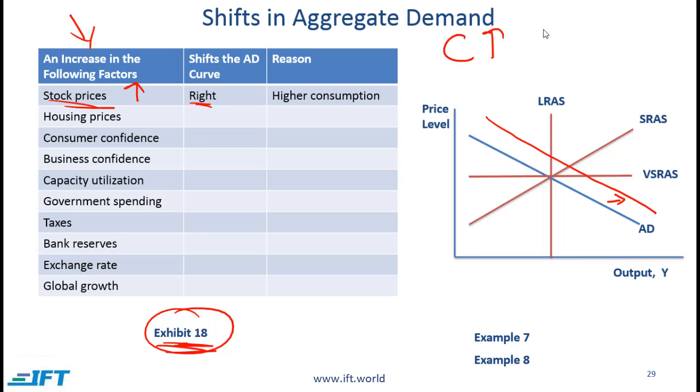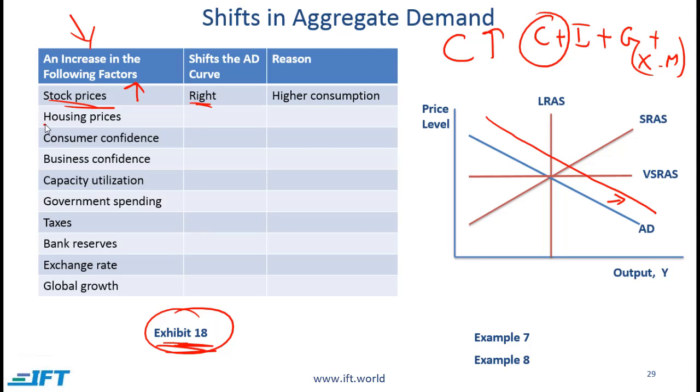If you remember the expression for overall expenditure, that expression is C plus investments. So consumption, investments, government spending, and net exports. What we are saying here is that the wealth effect causes C to go up, and hence the aggregate demand will shift to the right.